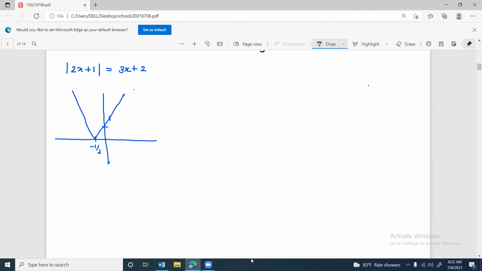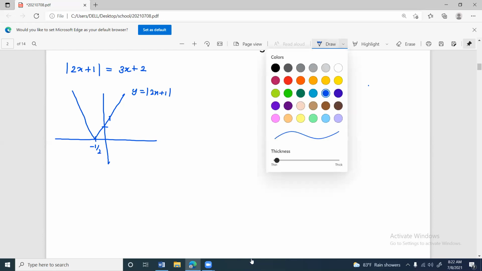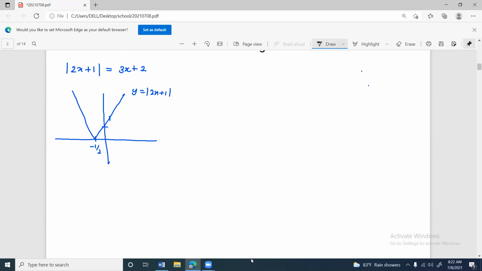This is y equals modulus of 2x plus 1. Then I'm going to draw 3x minus 2. It's traveling through minus 2, and the intersection comes at 2 over 3. It's a point somewhere over here, 2 over 3. So it's a graph like this.